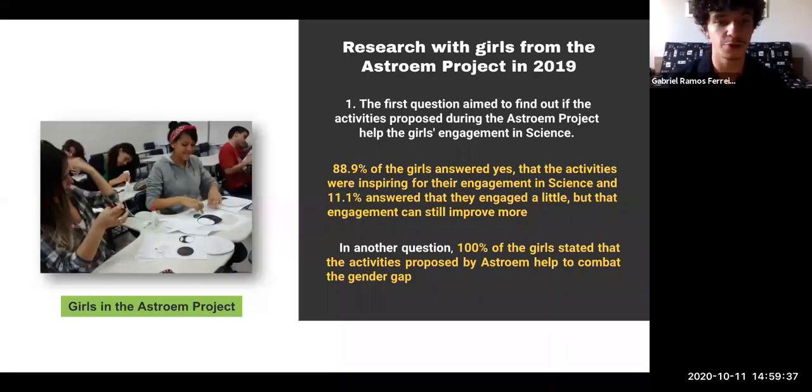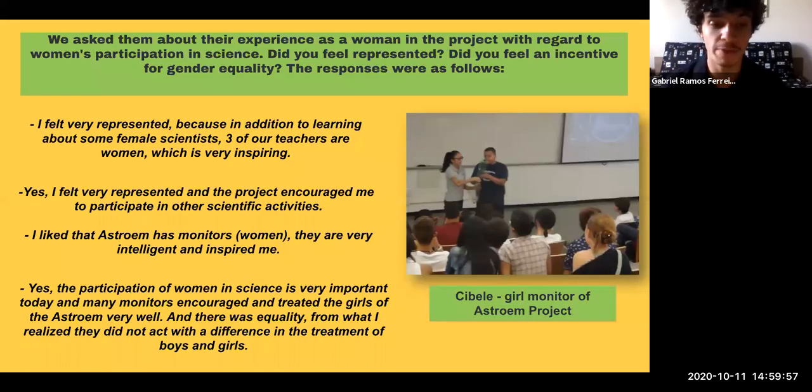So last year for this paper, we did a research with girls. We asked them if our activities help their engagement in science, and 88% said yes. When we asked them if the activities helped to combat the gender gap, 100% said yes. So we made other questions to them. We asked them if they felt represented.